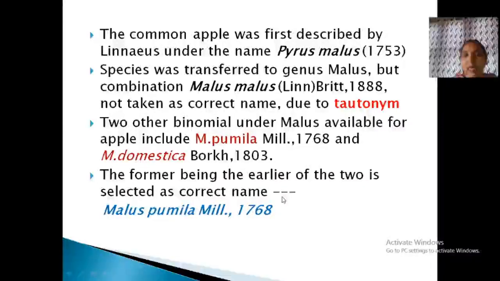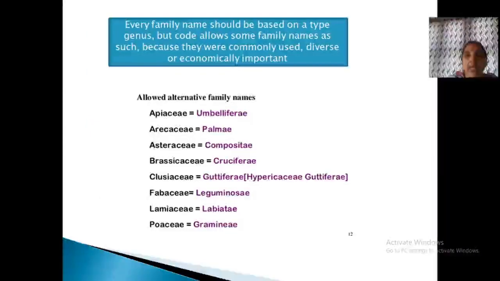Understood? So this is another important rule coming under the rule of priority. Clear? In all cases you have to remember the older name, and its specific epithet should be retained. But what happened here? When it was retained, the generic name and specific name became the same. That condition is a tautonym. It's not allowed. So from the other two names, the first published one has its specific epithet retained here, Malus pumila in 1768.